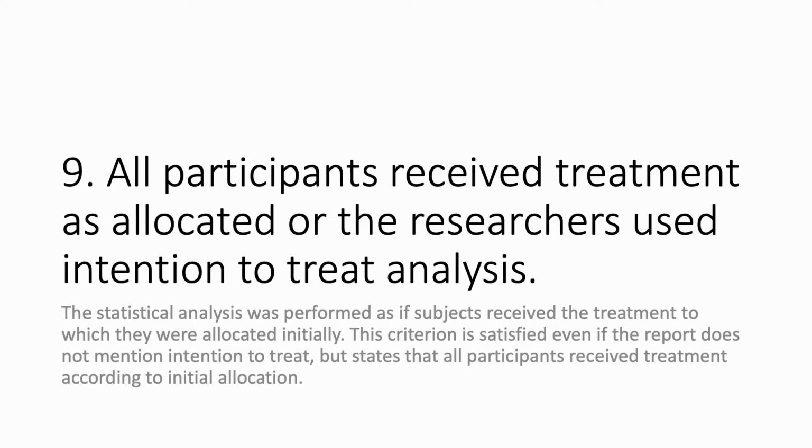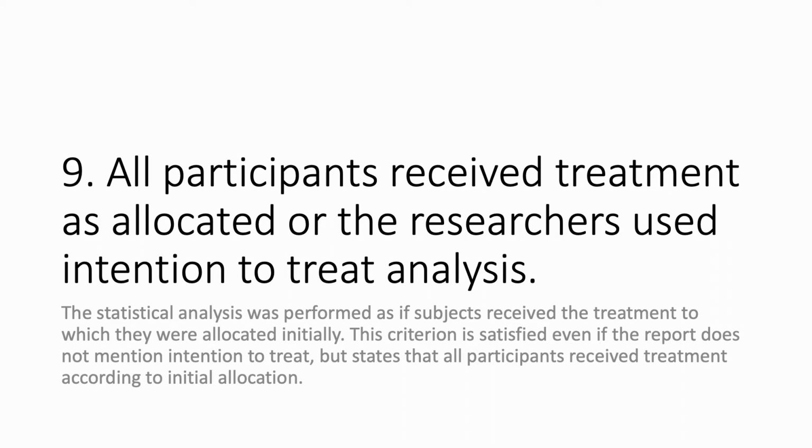Criterion number 9 asks if all participants received treatment as allocated, or did the researchers use intention-to-treat analysis in the case that not all participants received treatment as allocated. Ethically speaking, participants can switch groups at any time for any reason without penalty, and this can happen in either group. This can make the analysis a little bit muddy, so to minimize bias, the researchers will use intention-to-treat analysis. They can also use it when there are dropouts.